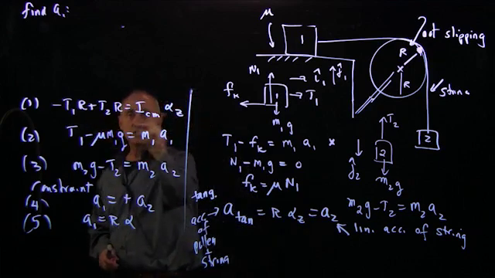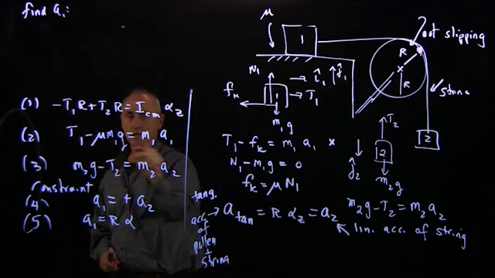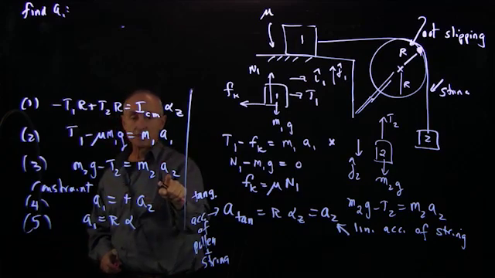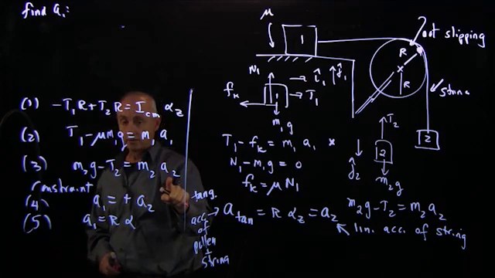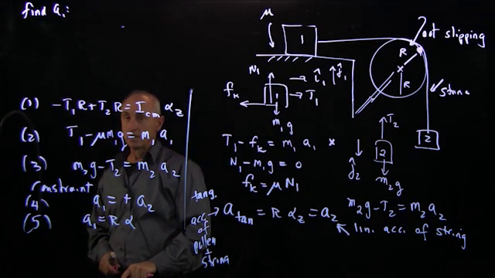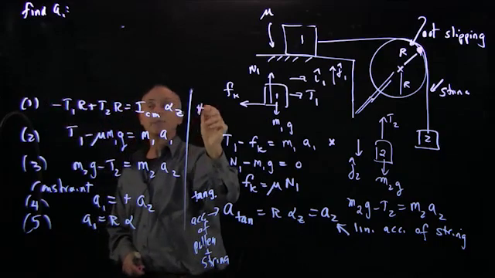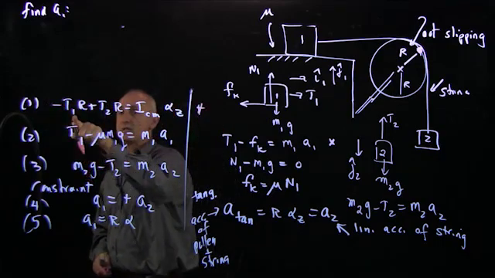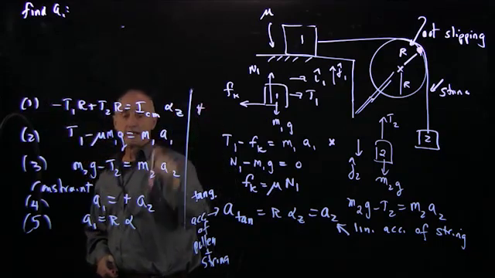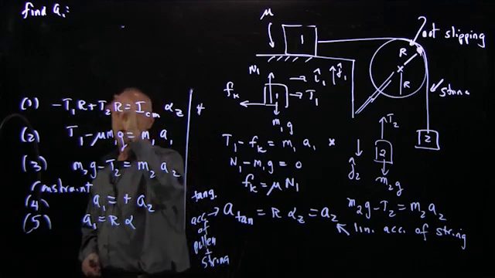Now, when I look at these equations, t1 depends on a1. t2 depends on a2, which is equal to a1. And alpha is also related to a1. So I can use this equation 1 as my backbone and substitute in t1, t2, and alpha into that equation. And now let's do that.